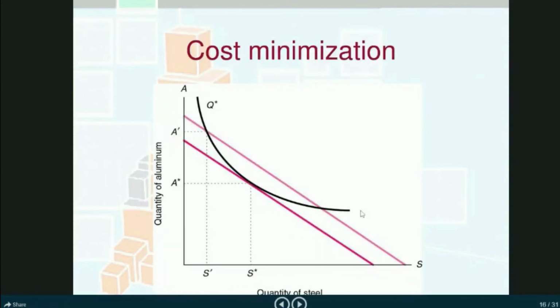With cost minimization, we have here our slope for, let's say, $200 total cost, and this is the $100 total cost, and this is the quantity. So the tangent here is what you would be choosing, the relevant isoquant.